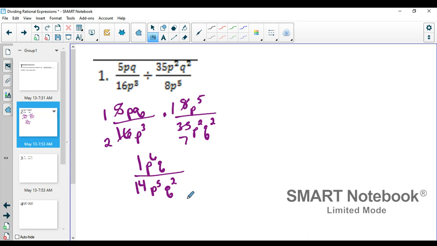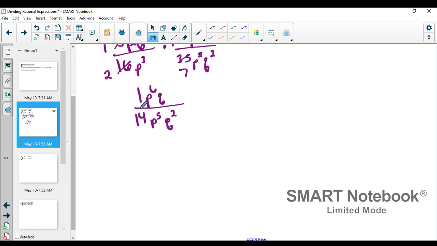And now this is where we're going to go back and remember our rules of exponents. So for dividing, we're going to subtract. And I'm going to put a 1 here just so we know that we're subtracting 1 minus that. So we have 1 over 14. That's going to stay the same. 6 minus 5 is 1. So we have p to the first power. And then 1 minus 2 is -1. So we have q to the negative first power.